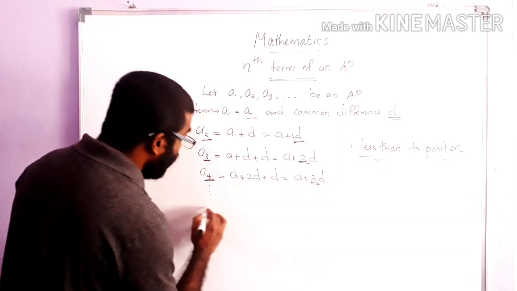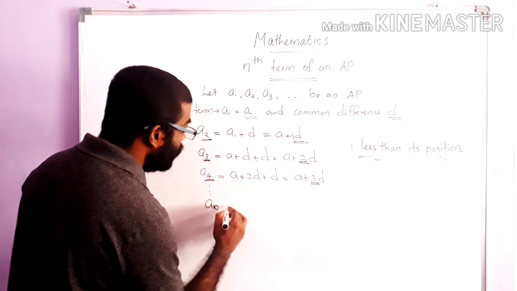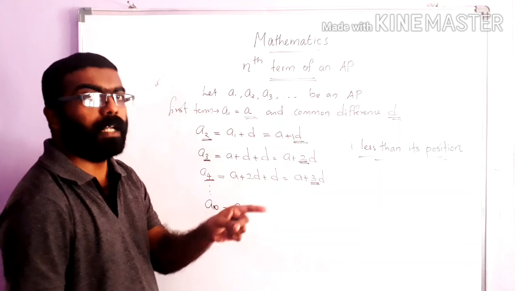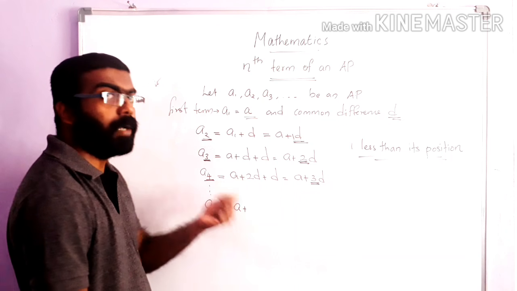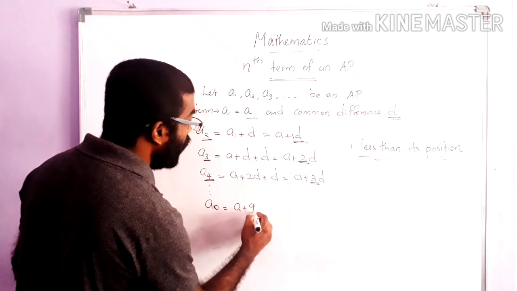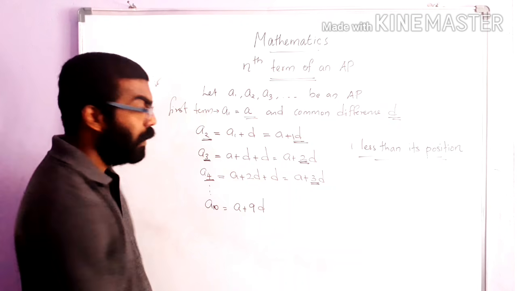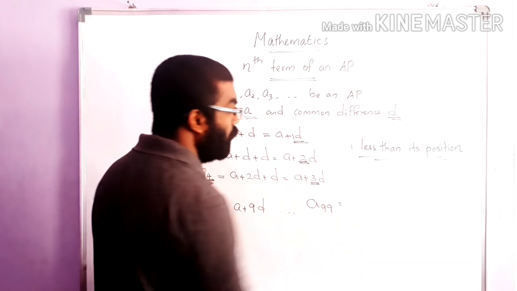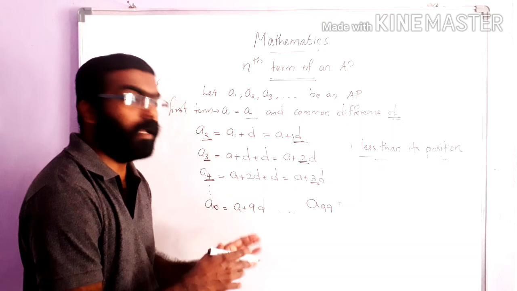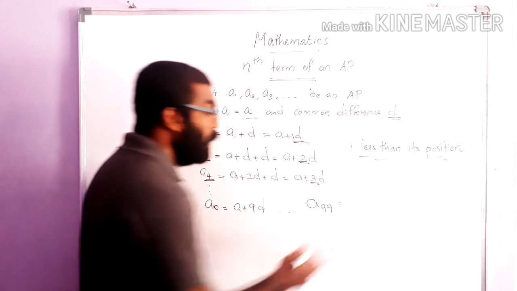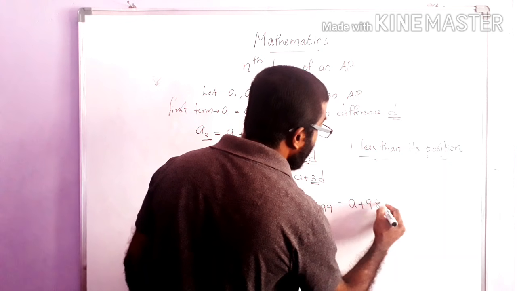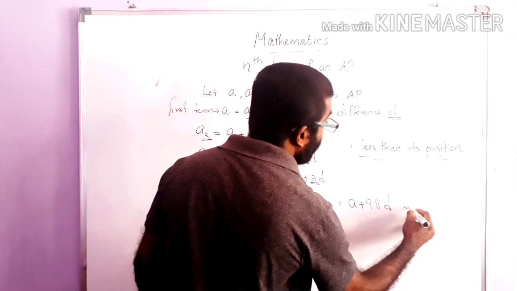So what will be A10, the 10th term? A10 is equal to A plus 1 less than position. Here 10, 10 minus 1 is 9D. And what about A99, the 99th term? Position minus 1, 99 minus 1 is 98. So A plus 98D, and so on.